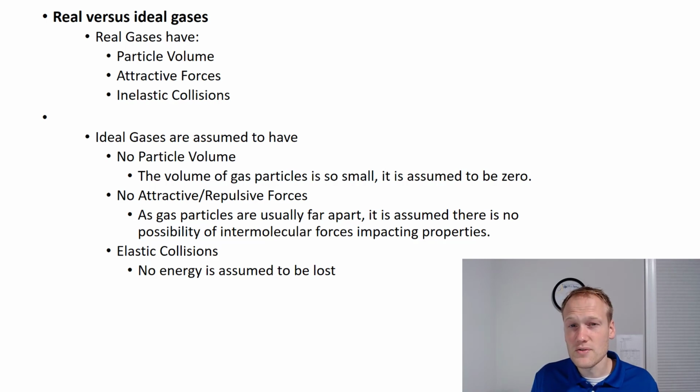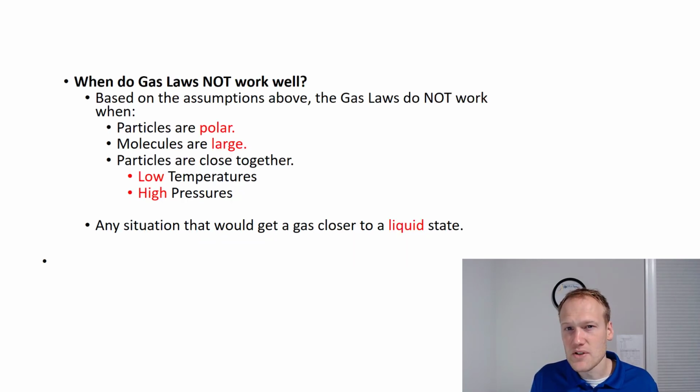If we assume those three things, we can develop an equation where pressure, volume, and temperature are compared to one another, as well as moles of the gas. Based on the assumptions we've made, there are certain conditions where ideal gases don't exist or this gas law does not work. If particles within the gas are very polar, they're going to have some attractive force, and therefore the ideal gas law starts to break down. In the same way, if there's a gas molecule that is very large and has a larger mass, it will also cause the ideal gas law to break down.